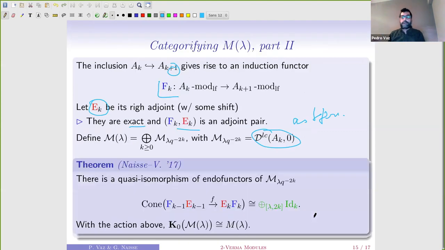So to define the action of functors, we do the same as with cyclotomic KLR. We add a strand at the left or at the right of a diagram, and this defines an induction functor we call F. We call E its right adjoint. The functors are exact, and by definition, (F, E) is an adjoint pair.